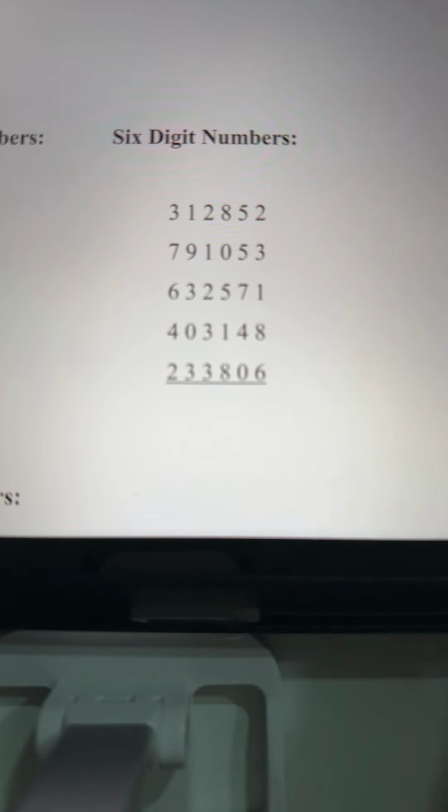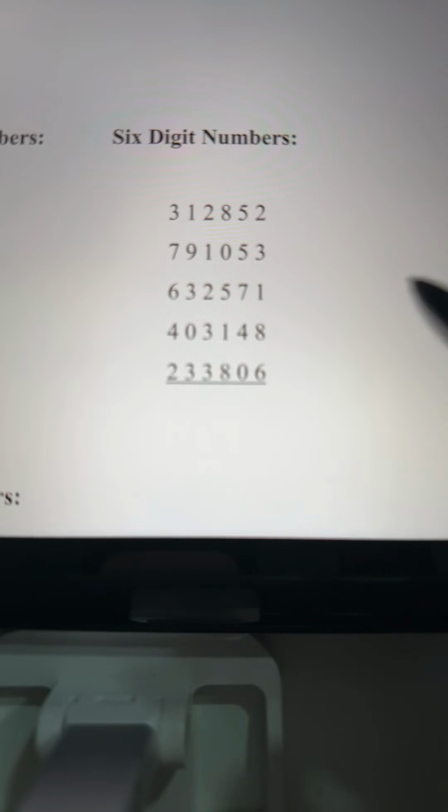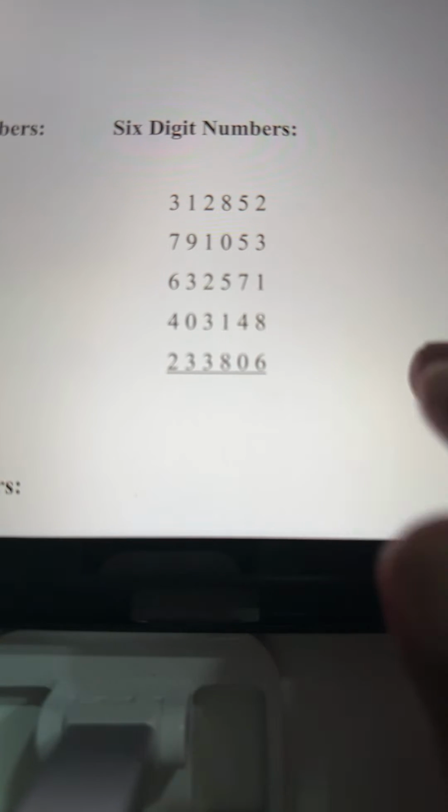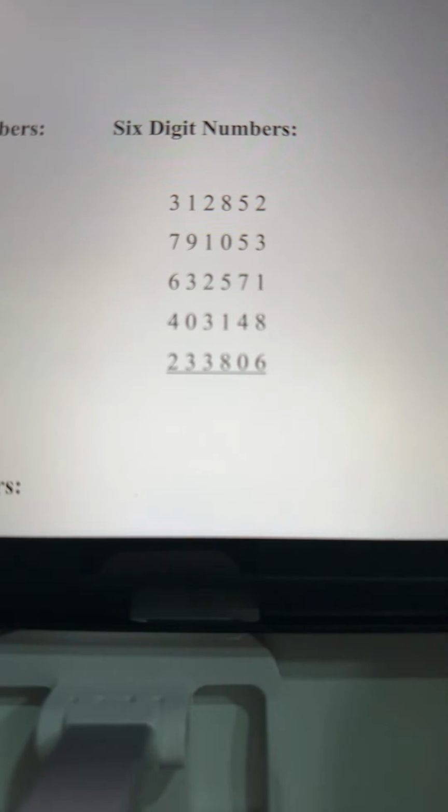Okay, let's do the last. This is 6-digit numbers. Big numbers, how to add them quickly. You know how to do that. You got the idea. I will go slow. 2 plus 3 is 5. 5 plus 1.